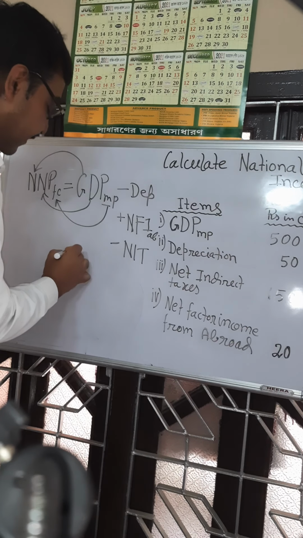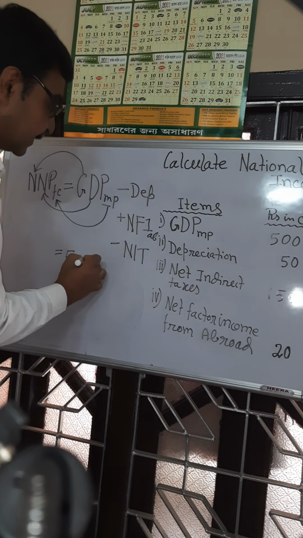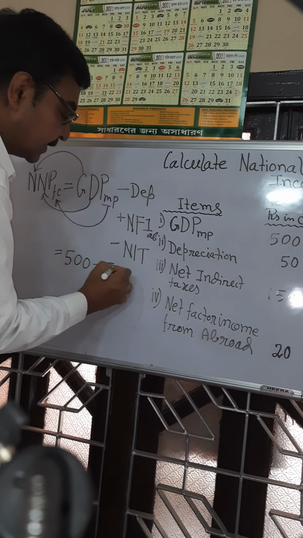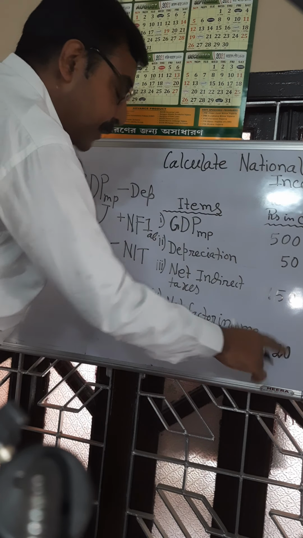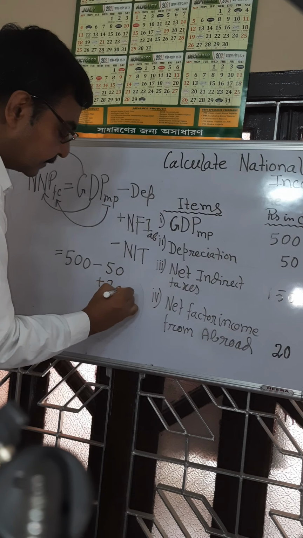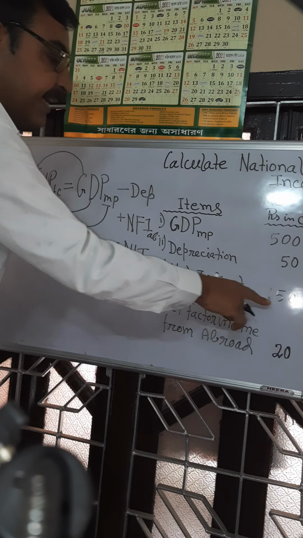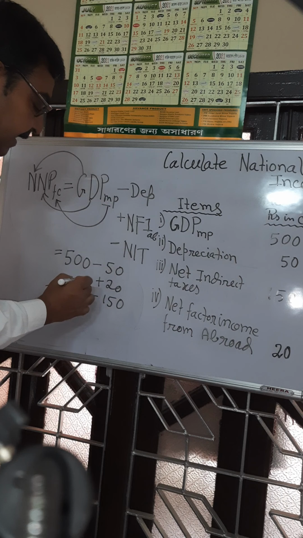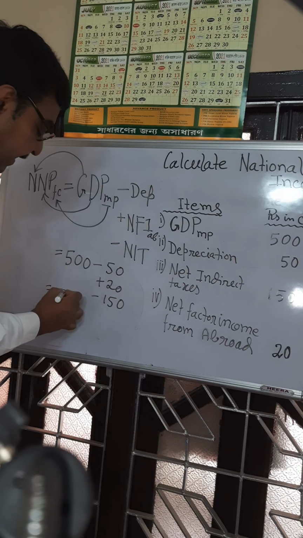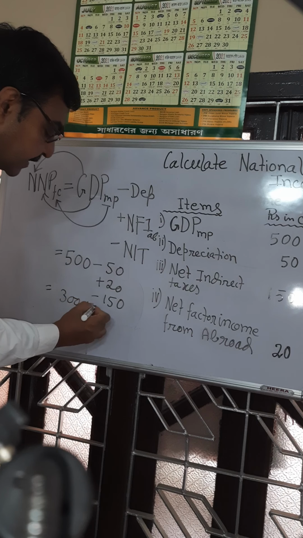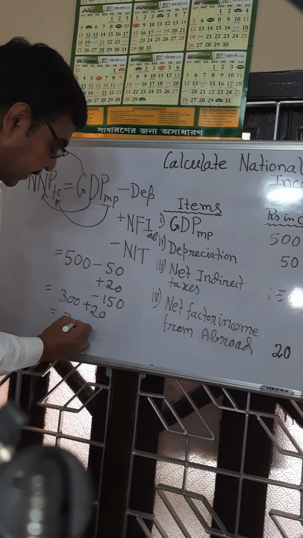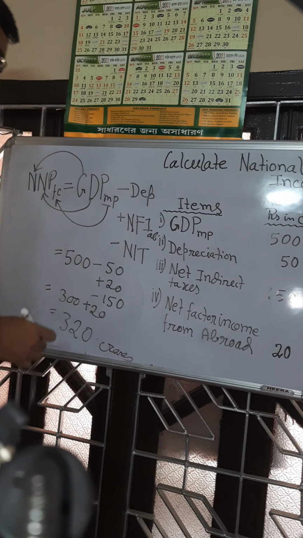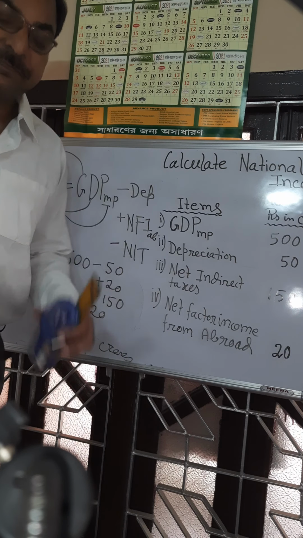Now write down the values given here. GDP at market price is 500, minus depreciation 50, plus net factor income from abroad 20, and minus net indirect tax 150. So actually it is becoming 500 minus 200, that is 300, plus 20. So 320 crores. 320 crores is national income.